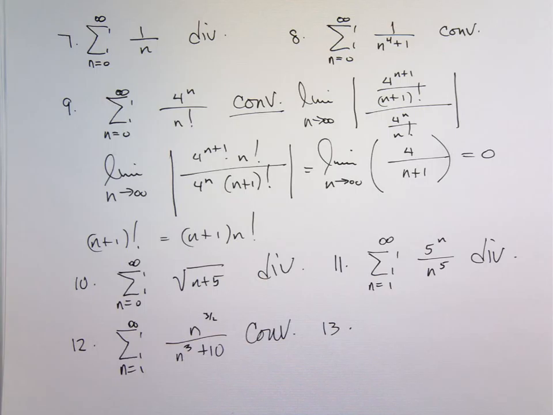It has to be less than 1? The difference in degrees has to be greater than 1 for it to converge, and this difference in degrees is 1.5. Or 1? Yep.